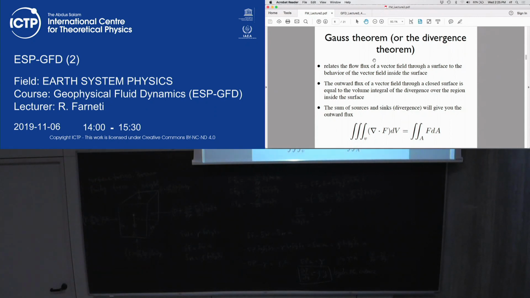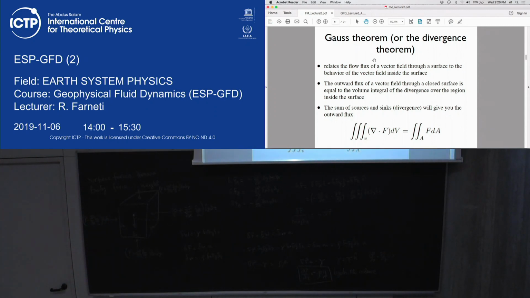Okay. So the Gauss theorem for a vector field is actually also called the divergence theorem. It relates the flux of a vector field through a surface. You take a surface and you look at the flux of that vector field to the behavior of the vector field inside that surface. If you have an outward or inward flux of a vector field through a closed surface, that is going to be equal to the volume integral of the divergence of the vector field inside the surface.